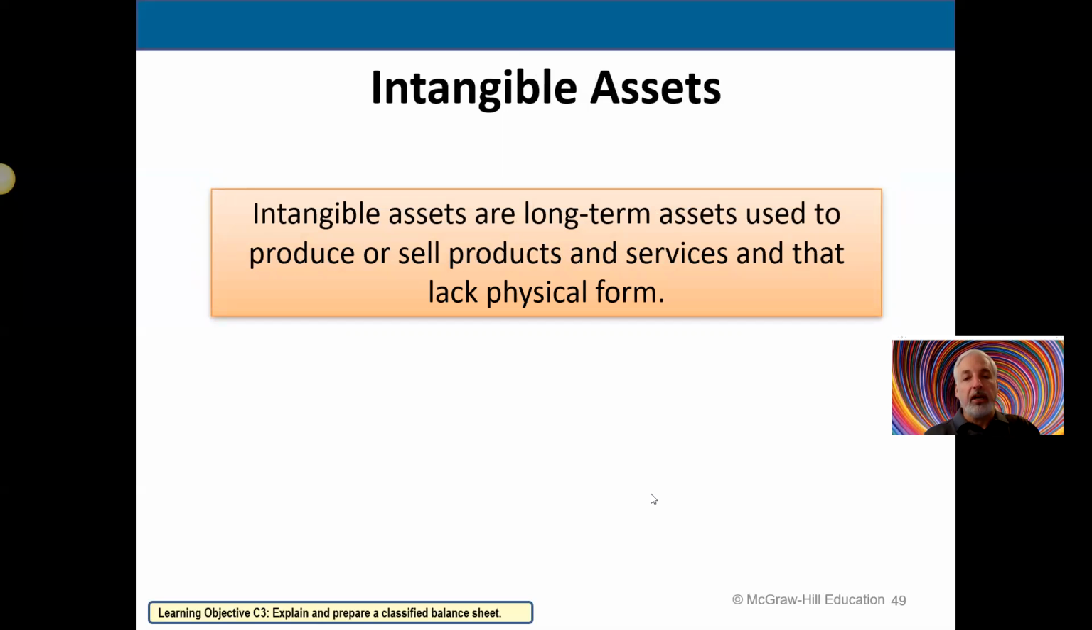Intangibles are used to produce or sell products and services but lack physical form. This is a patent, a license, a copyright, a trademark. They have value, and so does goodwill. These are all things that are on your books, and a copyright in theory lasts for 70 years past the life of the creator.